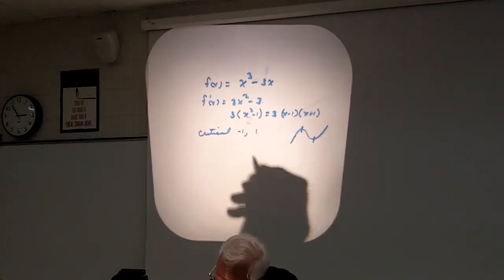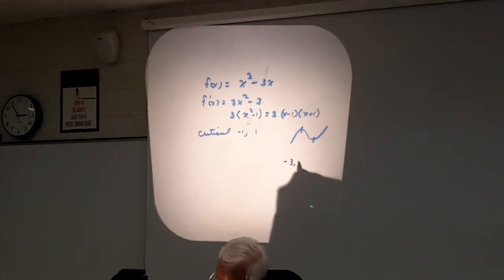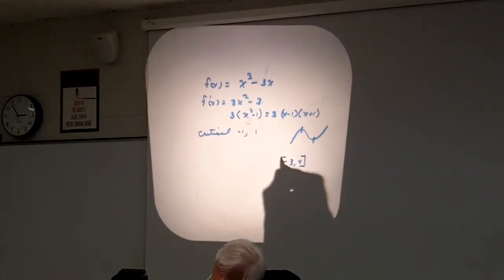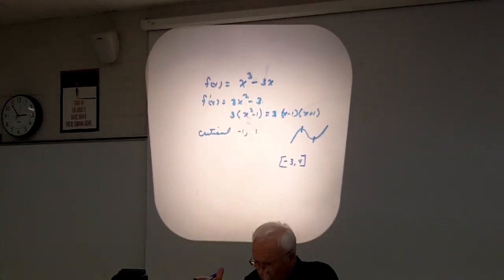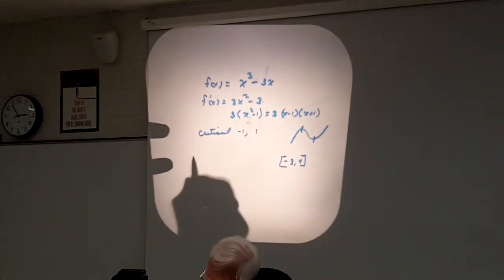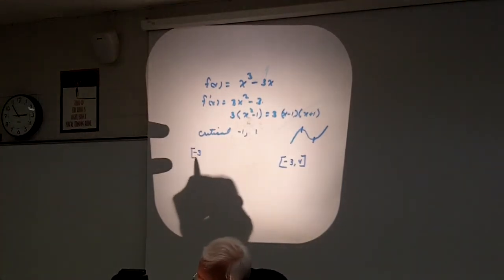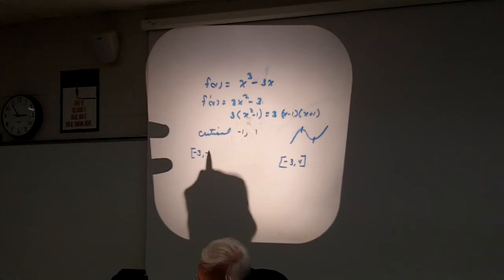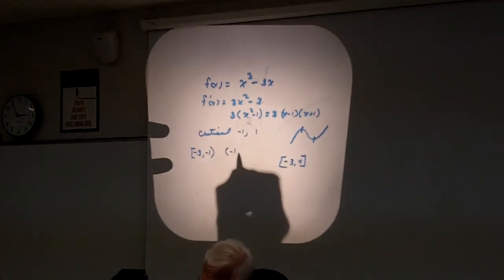Now, the first problem I have is -3, 4. That is the interval that I want to talk about. This thing is defined all the way, but I only want this little a to b part. And it's going to be a closed interval. So my first interval is going to be from -3 to -1. You go from the first interval endpoint to your first critical number.